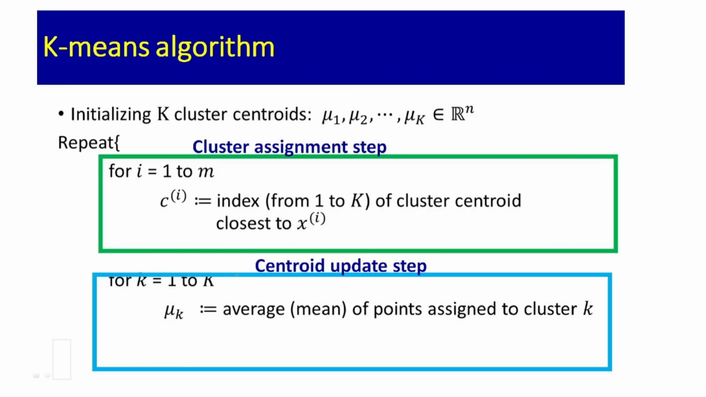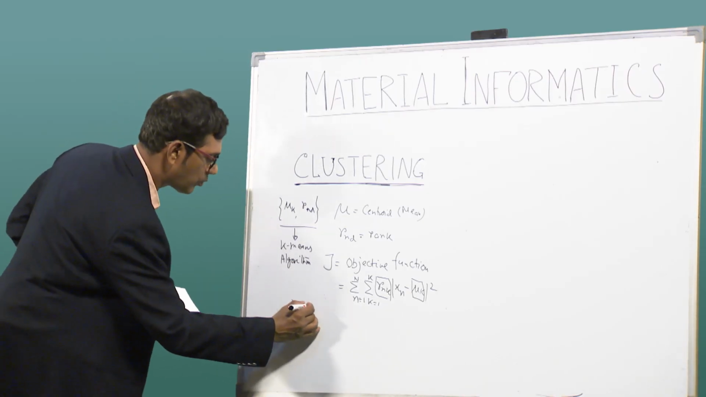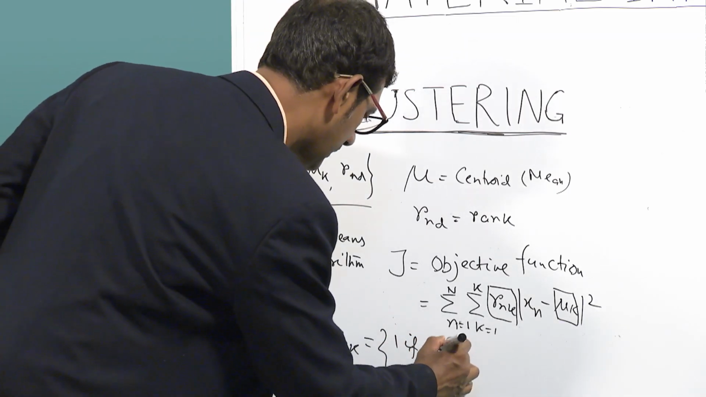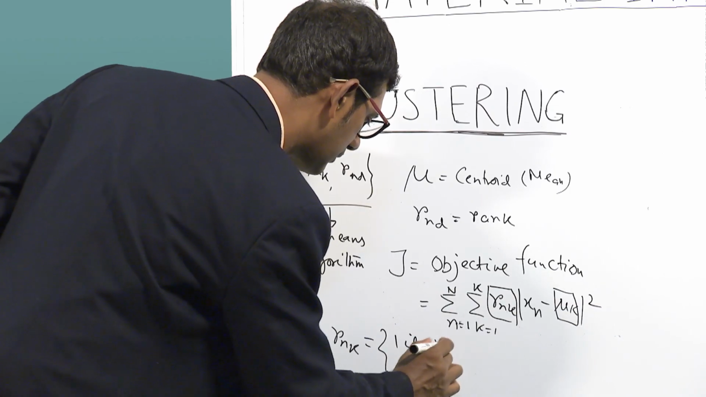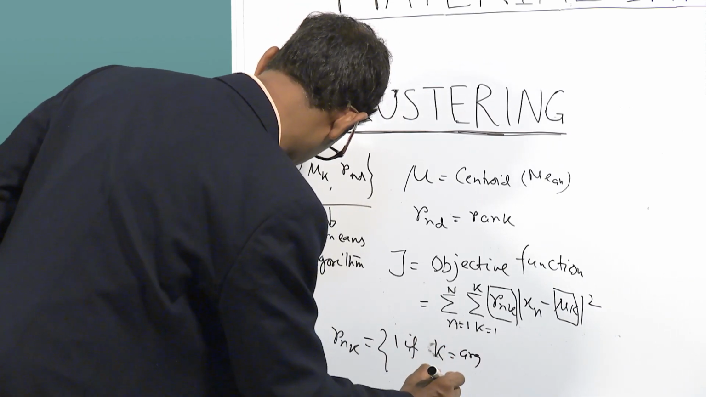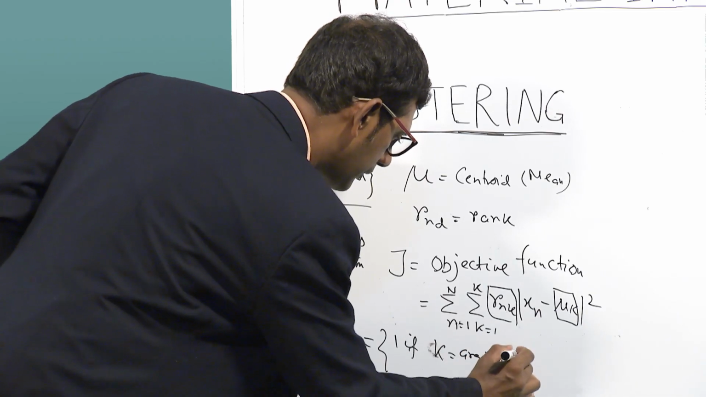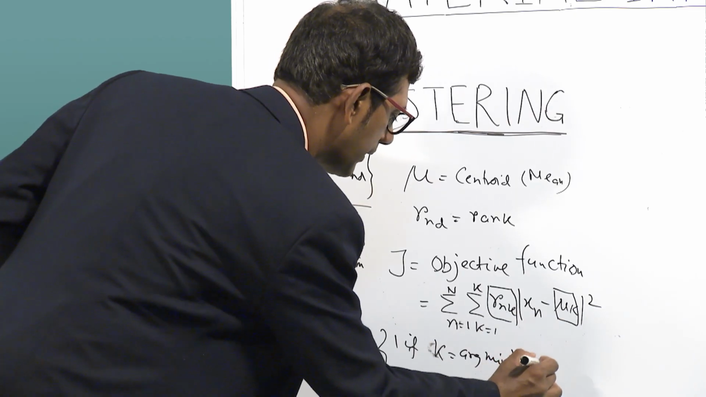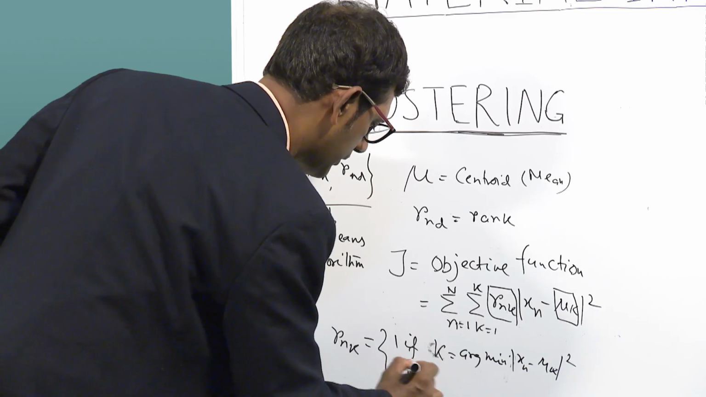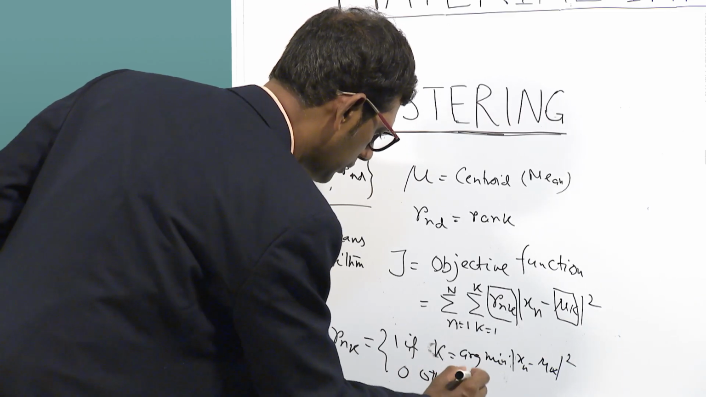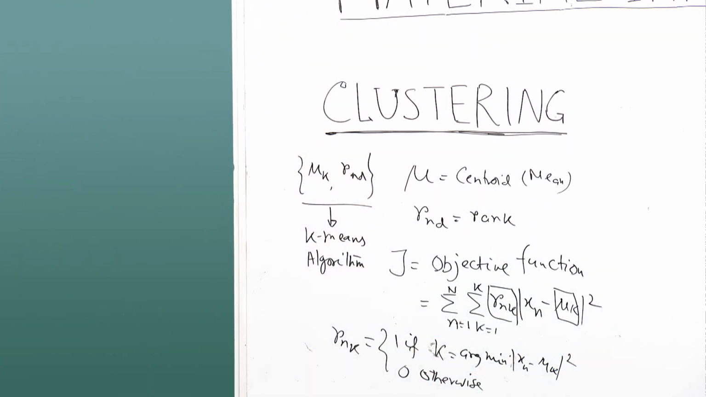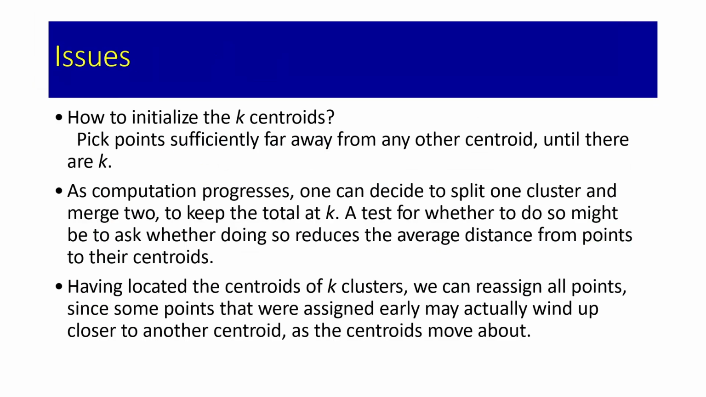Let me write down, R n k can be written as 1 if k is the argument minimum over j of mod x n minus mu k square, otherwise it is 0. I explained this to you in the last lecture. So, that is how R n k is determined, but mu k is more important also, because that is what talks about the mean values.